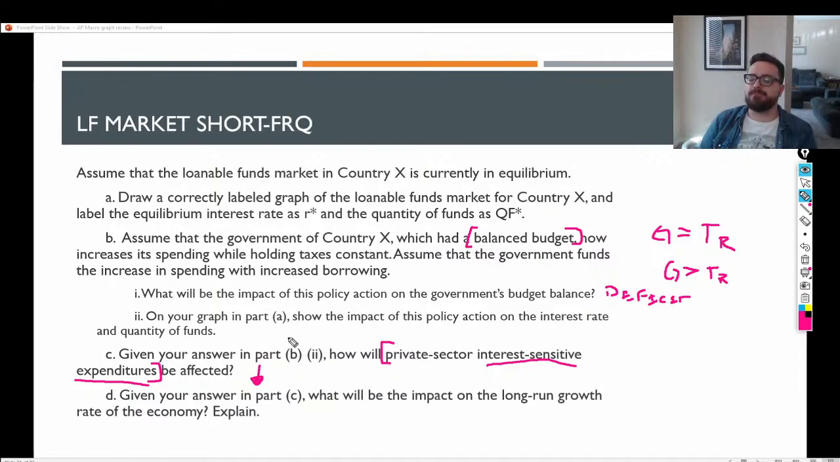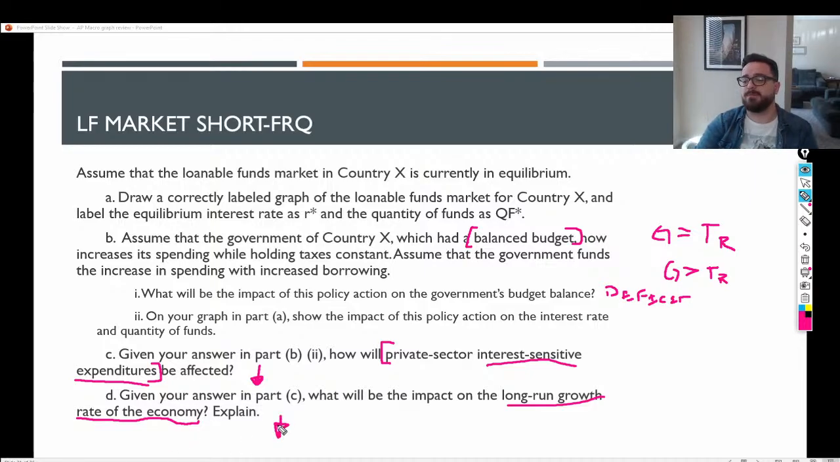Given your answer in part C, what will be the impact on the long-run growth rate of the economy? This is a Unit 5 concept. This is covered in about half of the class period in Unit 5 because it's not that complicated. What you need for long-run growth is a lot of capital. You need a bunch of tools, tech, machinery, things that help you produce stuff. If investment spending's going down, you won't have as much of that stuff.